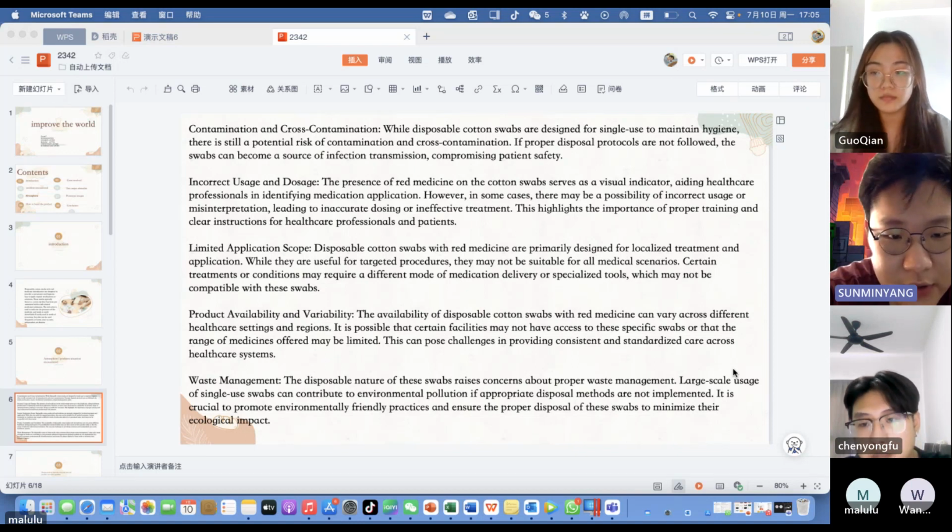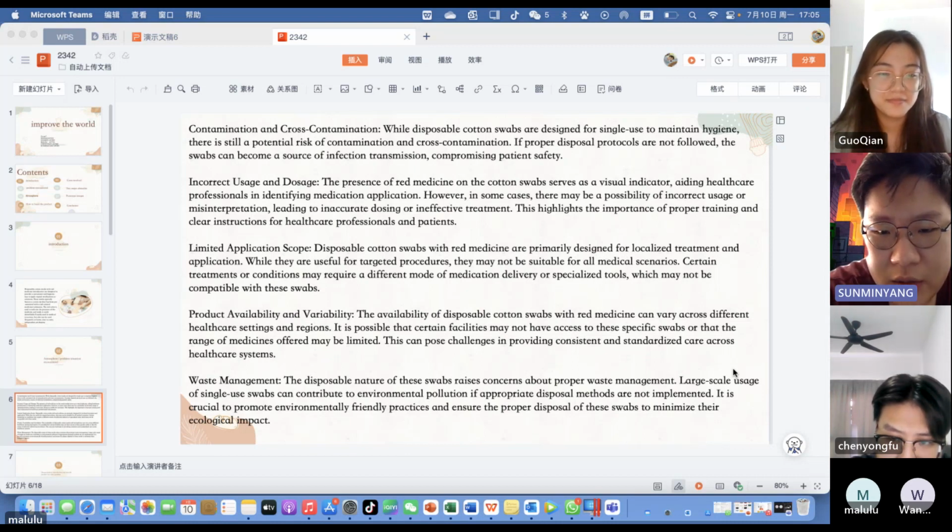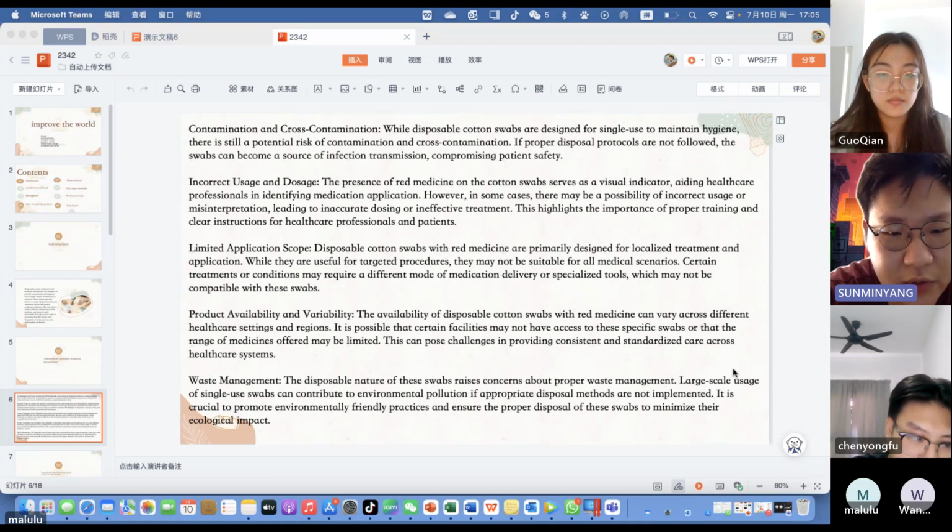And the third part is the limited application scope. Disposable cotton swabs with red medicine are primarily designed for localized treatment and application. While they are useful for targeted procedures, they may not be suitable for all medical scenarios. Certain treatments or conditions may require a different mode of medication delivery or specialized tools, which may not be compatible with these swabs.